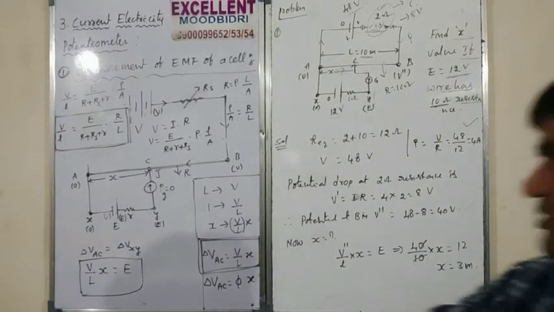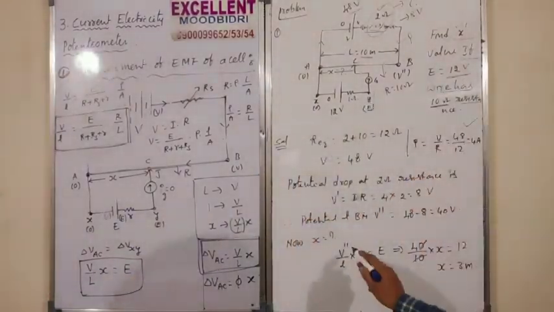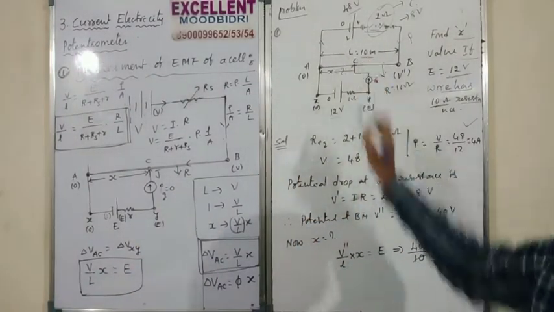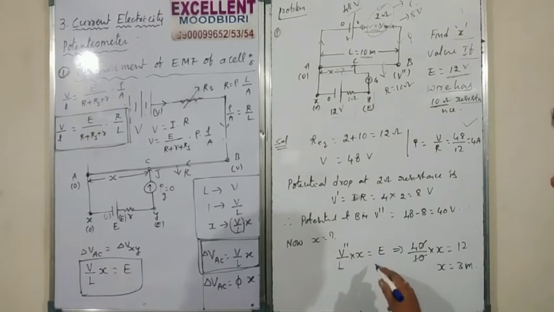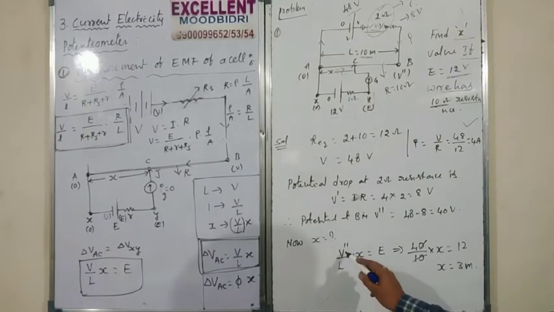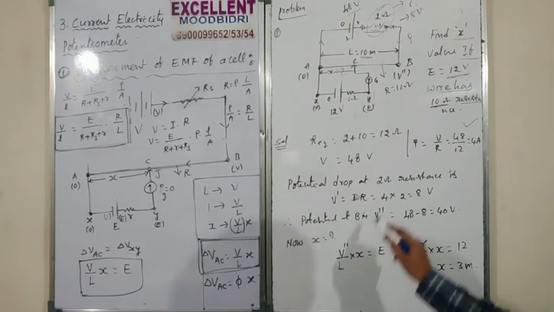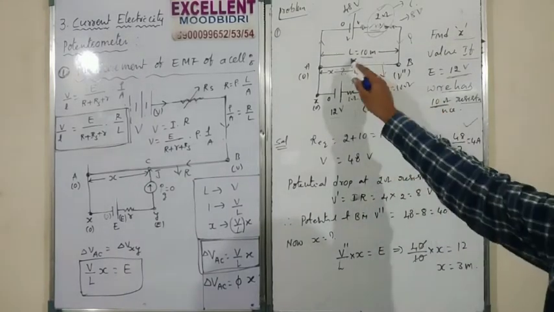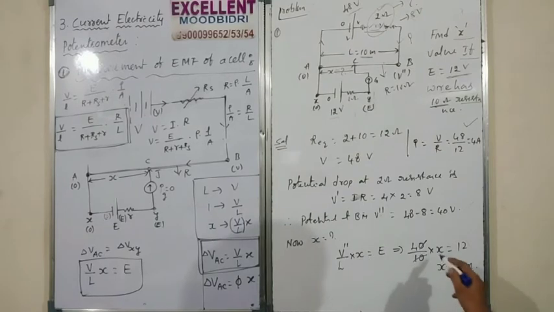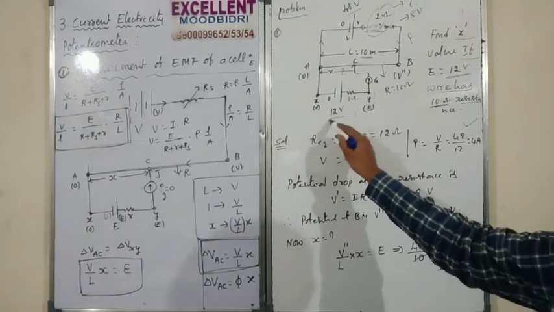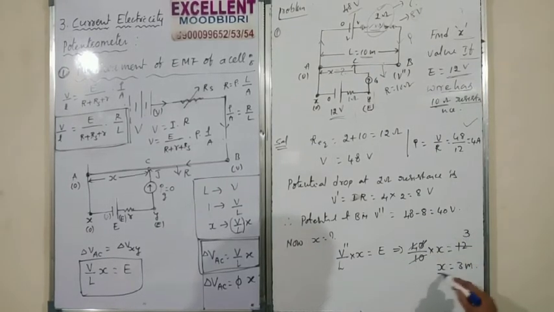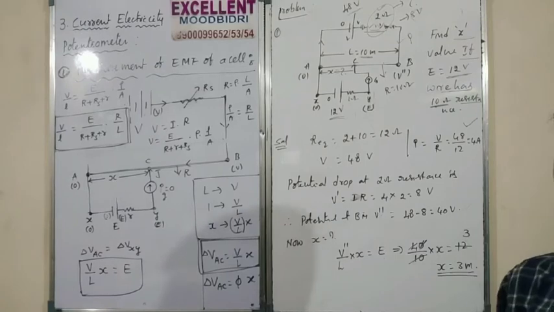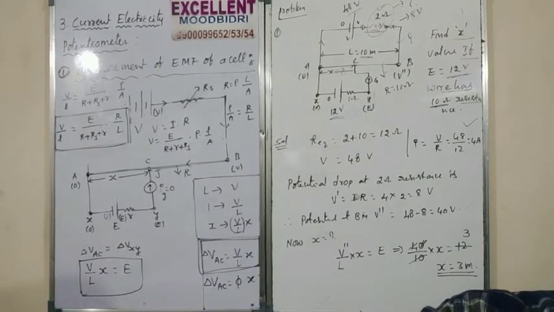So formula, what is the formula? V double dash by L, into X is equal to E. L is equal to, you can take capital L also, no problem. V double dash is equal to 40. Capital L is equal to, how much is given? Capital L is equal to 10 meters, into X is equal to E value, how much is given? 12 volt. So 0 gets cancelled, 4 ones are 4, 4 threes are 12. Therefore X is equal to 3 meters. Are you clear? So one more small problem we will do.